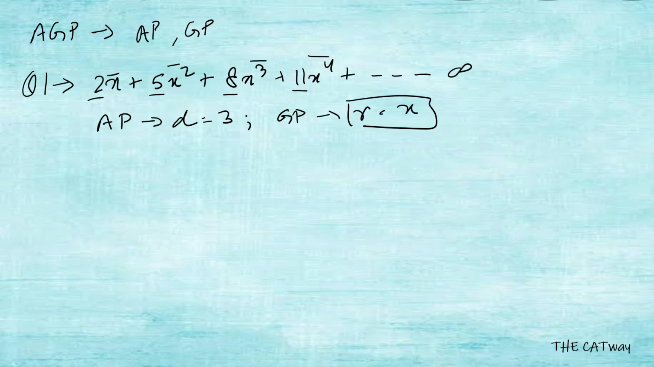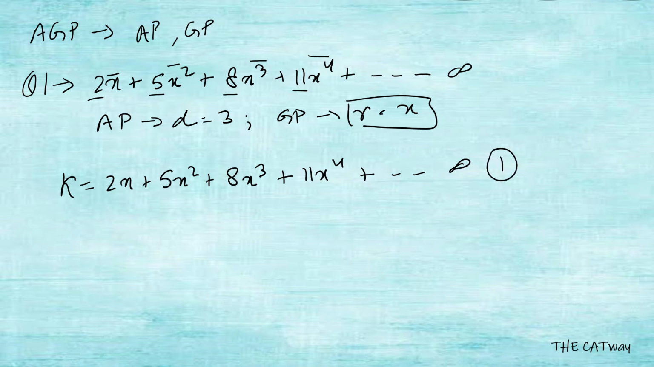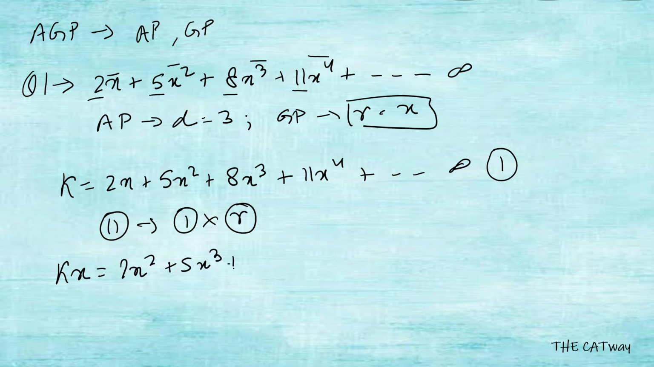Okay, so what we first do is we take the whole equation as equation 1 and we write it is equal to k. So k is equal to 2x plus 5x square plus 8x cube plus 11x to the power 4 and so on up till infinity, and this is equation 1. For equation 2, equation 2 is equal to equation 1 into the common ratio. So we have equation 2 as kx is equal to 2x square plus 5x cube plus 8x to the power 4 and so on up till infinity, and this is our equation 2.